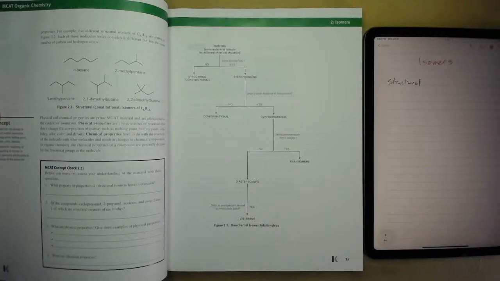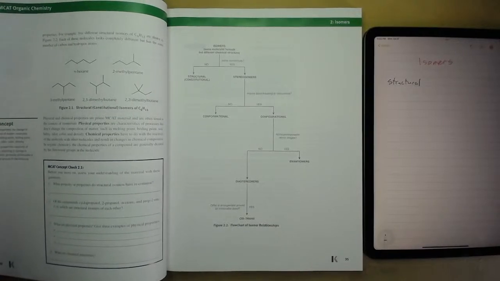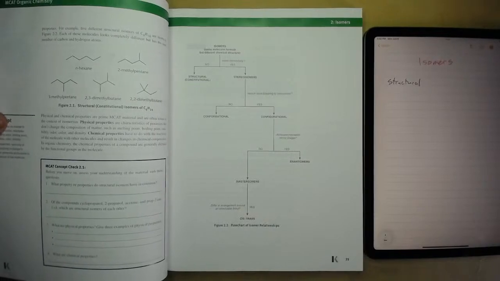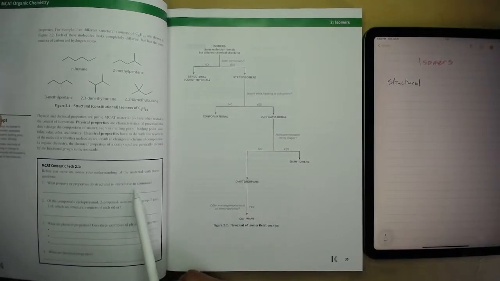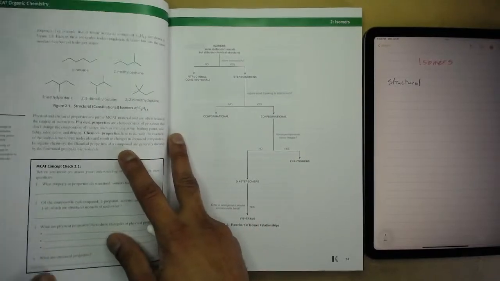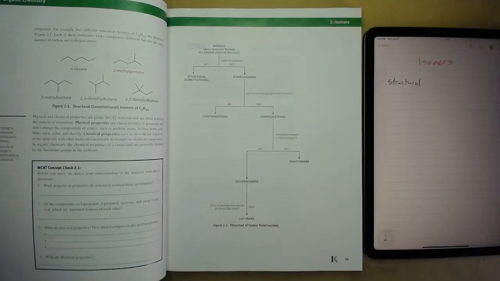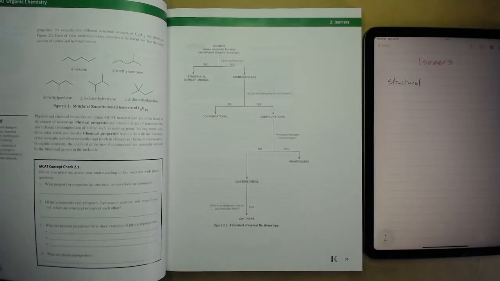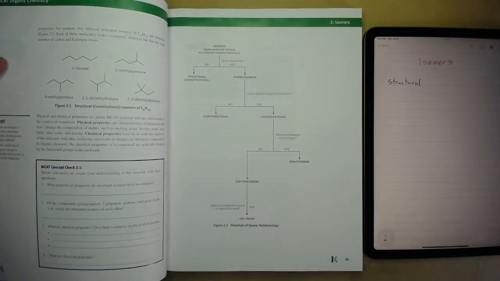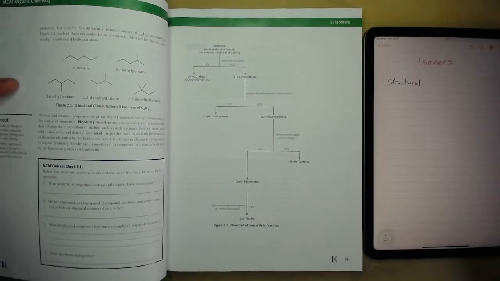All right, what property or properties do structural isomers have in common? The same chemical formula. They also have the same molecular weights. Of the compounds cyclopropanol, 2-propanol, acetone, and prop-2-enol, which are structural isomers of each other?